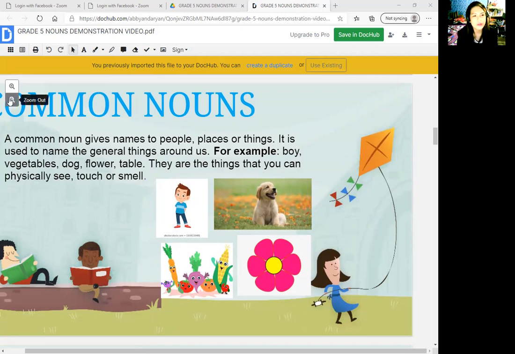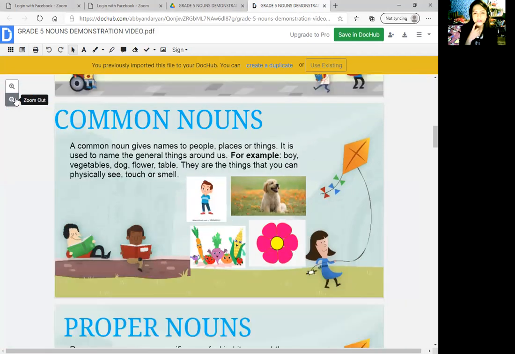Common nouns are a group of words that is common. You can touch, you can see, you can smell. It doesn't name a thing, or person, or place in particular, so it's called common nouns. For example, as I mentioned, you have boy, vegetables, flower, dog. These are examples of common nouns.